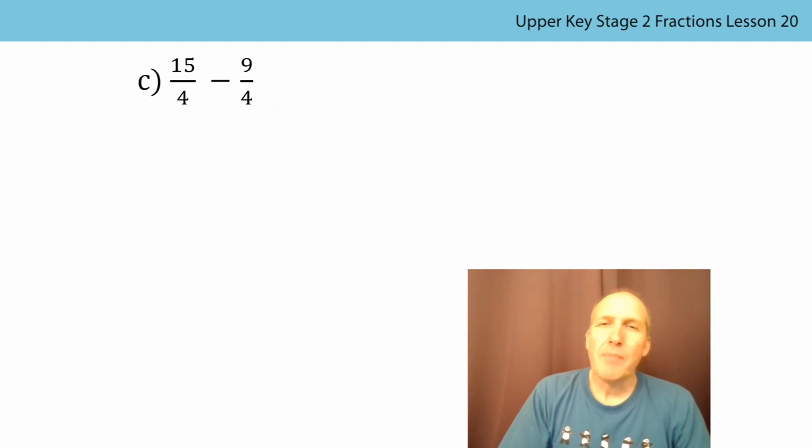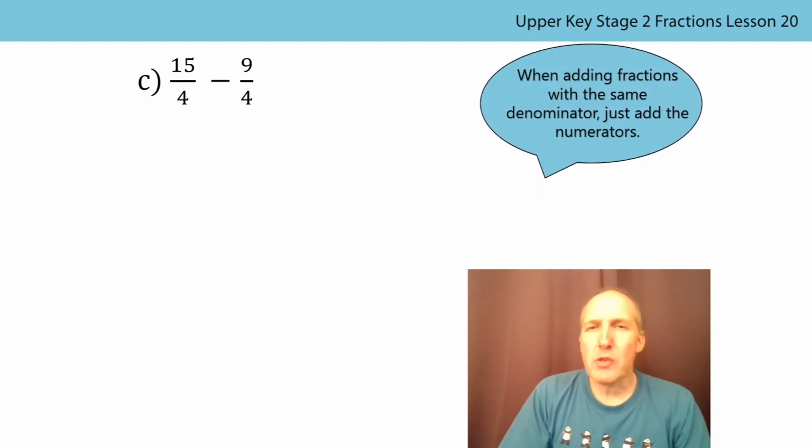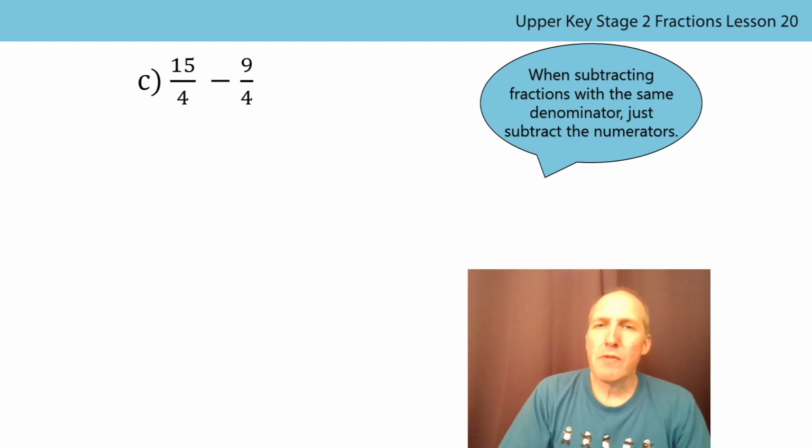What about question C? Well, this looks quite straightforward. Can you remember the generalization? You found this one with Mrs. Hussain. When adding fractions with the same denominator, just add the numerators. Do you remember that the generalization works for subtraction too? When subtracting fractions with the same denominator, just subtract the numerators. So we'll just subtract the numerators. 15 minus 9 equals 6. That gives us 15 quarters minus 9 quarters equals 6 quarters.